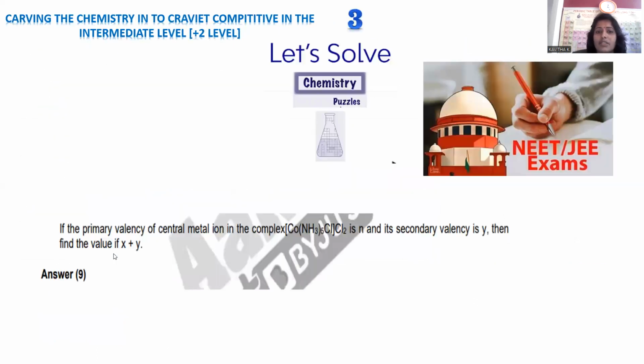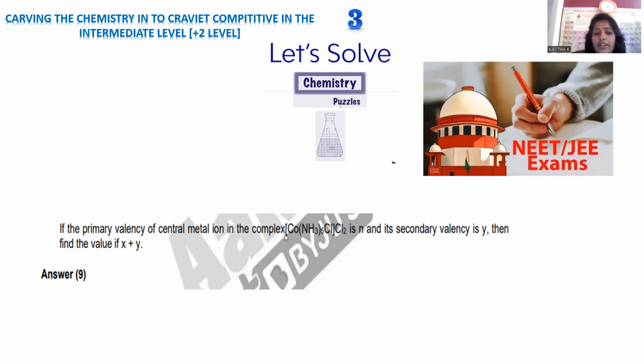Let's go with question number 3. If the primary valency of the central metal ion of the complex [Co(NH3)6]Cl3 is X, and its secondary valency is Y, then find the value of X plus Y. Okay, this question is given from complex or coordination chemistry, right?